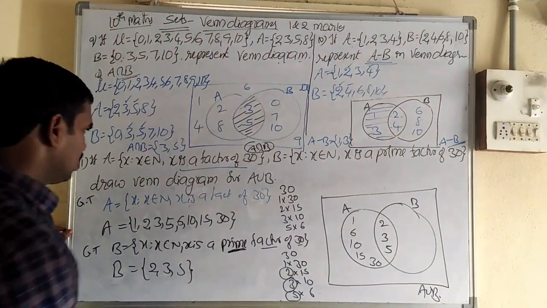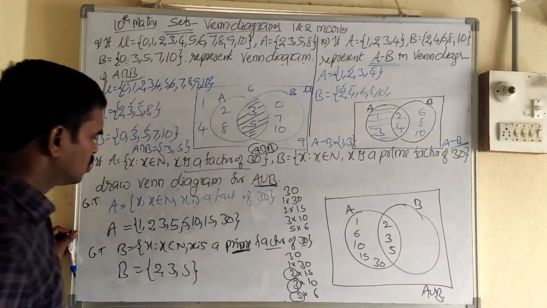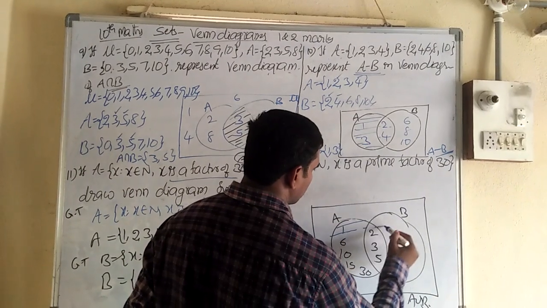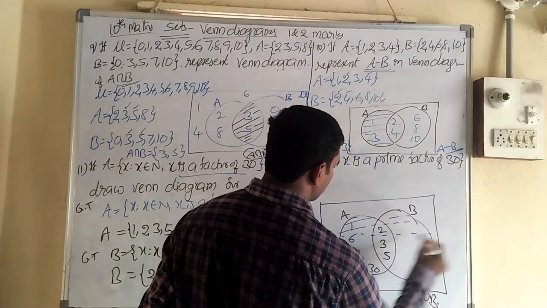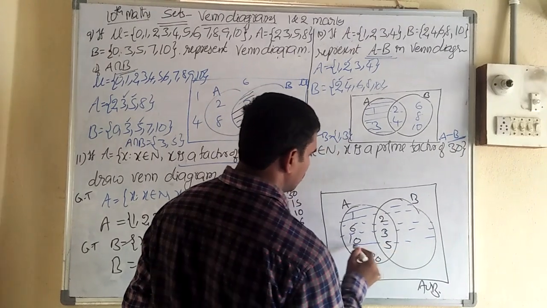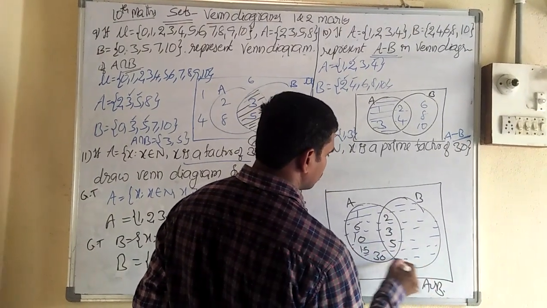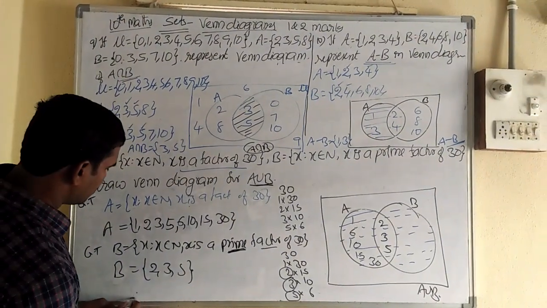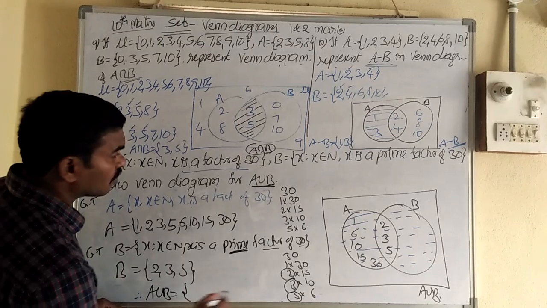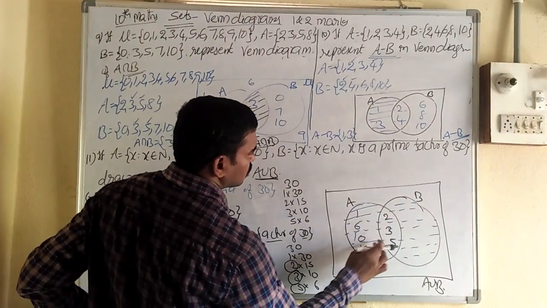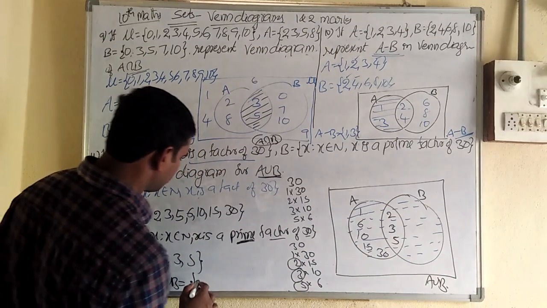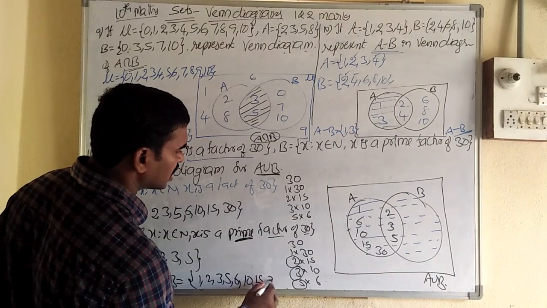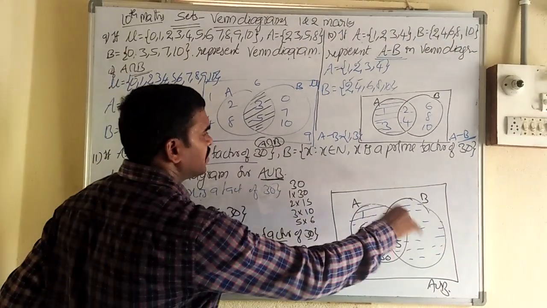No need to write. Here, what is the Venn diagram? A union B. So A union B means what? Shade all the part. So shade everything. So A union B is 1, 2, 3, 5, 6, 10, 15, 30. This is A union B.